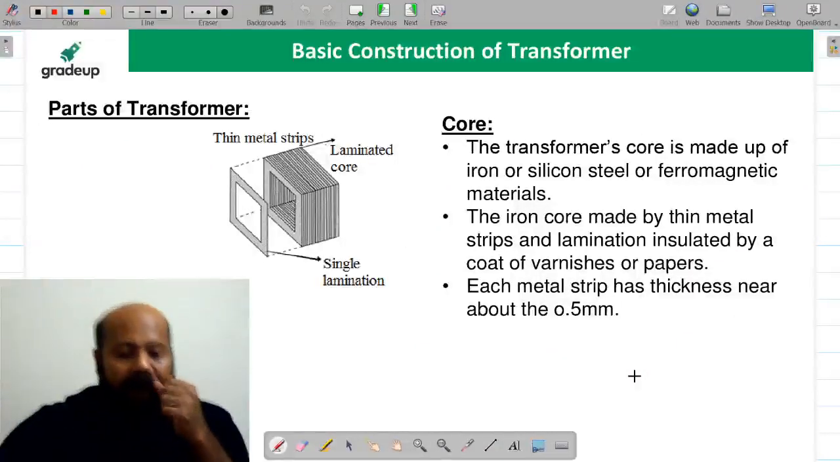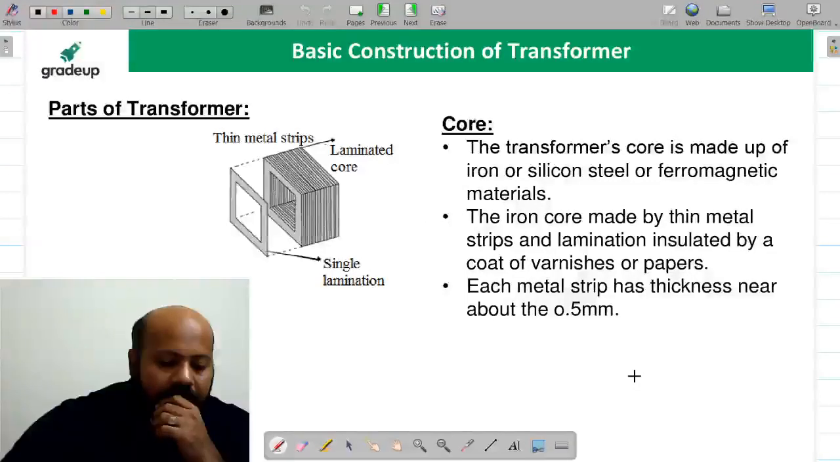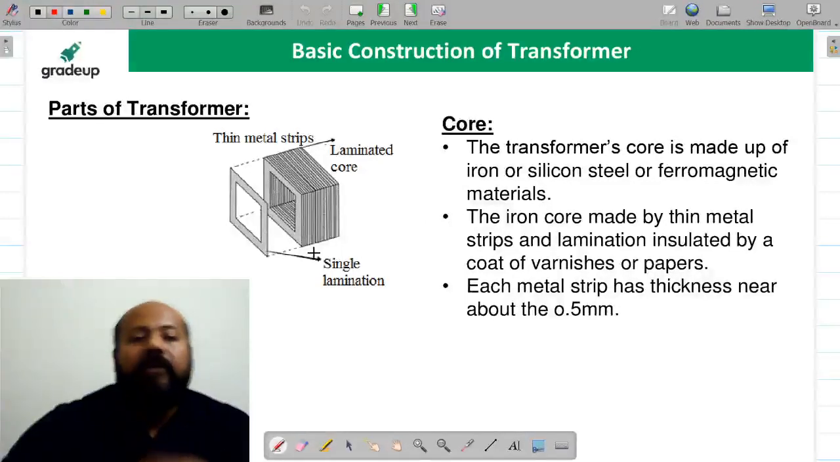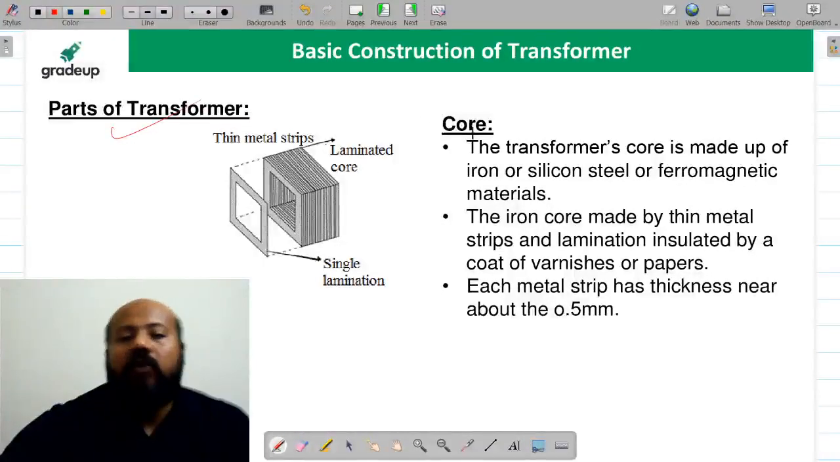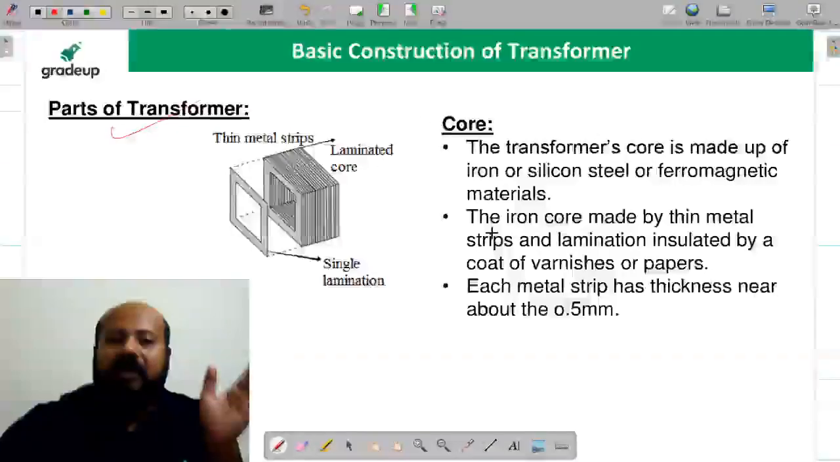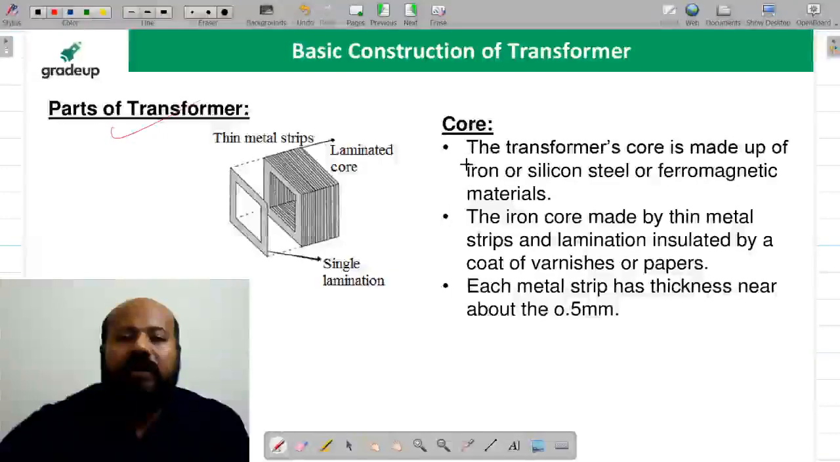Okay, now some important parts we are going to discuss, the parts of the transformer. First we are going to discuss the core. Very quickly we will be covering these small parts, so just have patience and listen to me. What is core? Core is going to look something like this. You can see that we are using a laminated core.